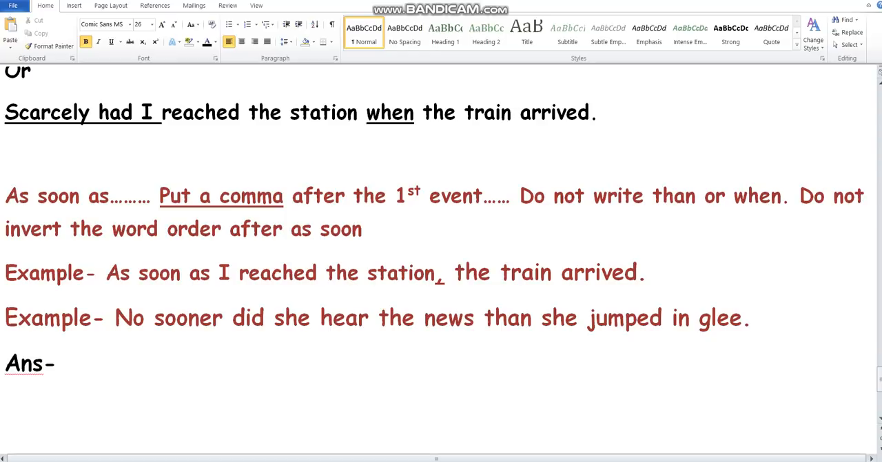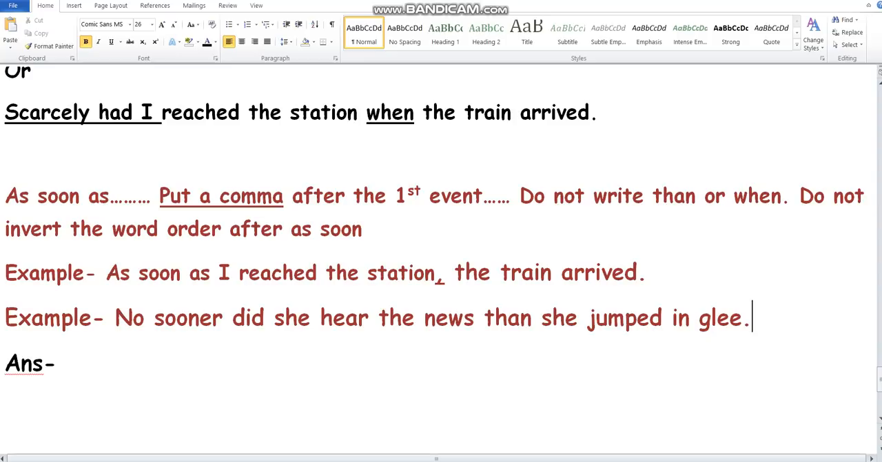Next example is, No sooner did she hear the news than she jumped in glee. So in the sentence with no sooner than, there is no comma. Suppose we have to begin this sentence with as soon as. See, with as soon as you have a choice again. You can either begin the sentence with as soon as or use as soon as in the middle of the sentence. It depends on the instruction that is given in the paper.